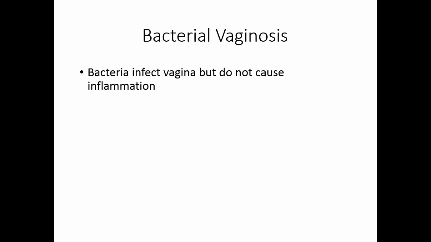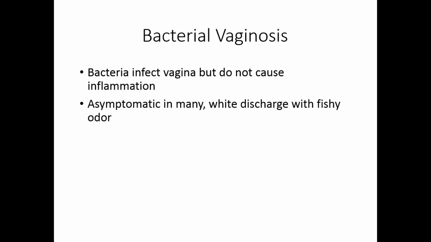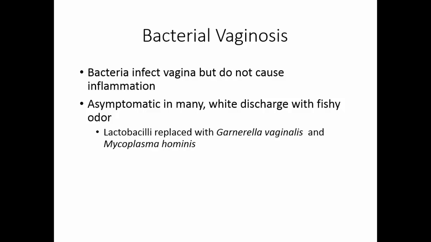Bacterial vaginosis is a condition that is not an inflammation. Here we have bacteria infecting the vagina, but they're not inflaming the vagina. In many people, this is asymptomatic. There is a white discharge that has a fishy odor. For some reason that no one clearly understands, the lactobacilli that are normally found in the vagina are replaced with Gardnerella vaginalis and Mycoplasma hominis, two organisms that are not particularly pathogenic. We're unsure why the flora changes, but as a result, the pH goes above 4.5.